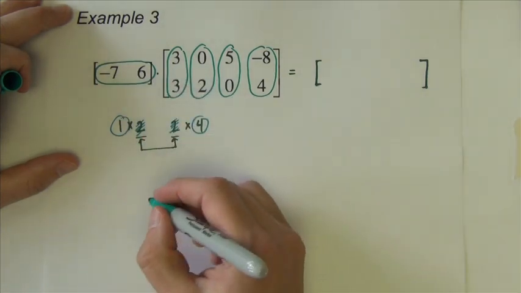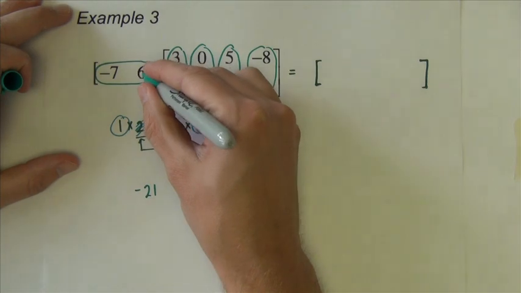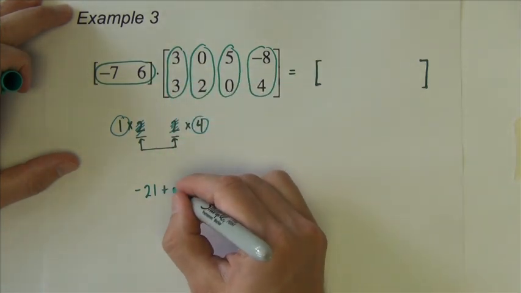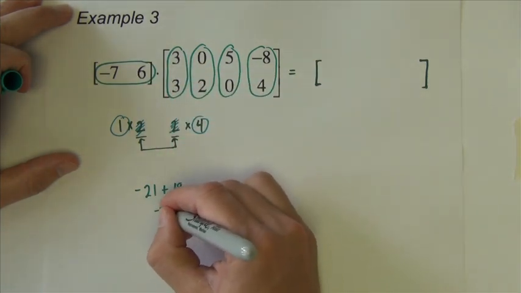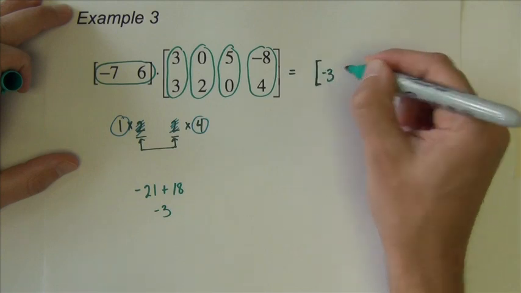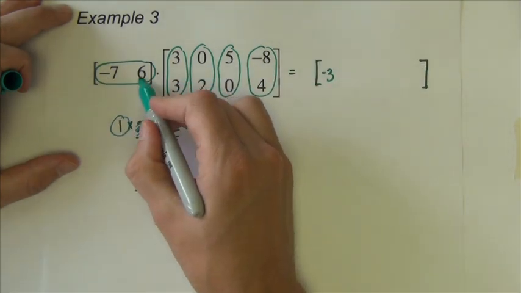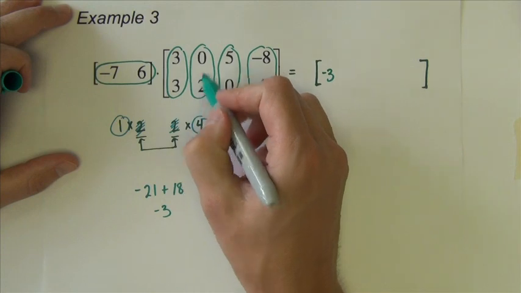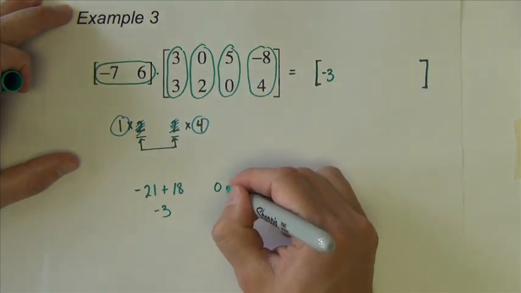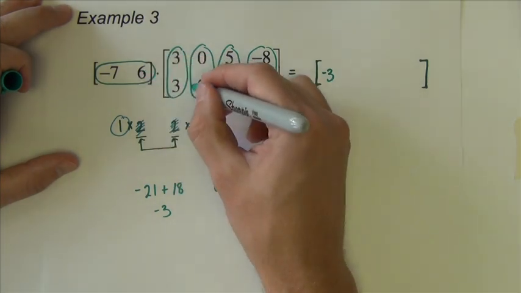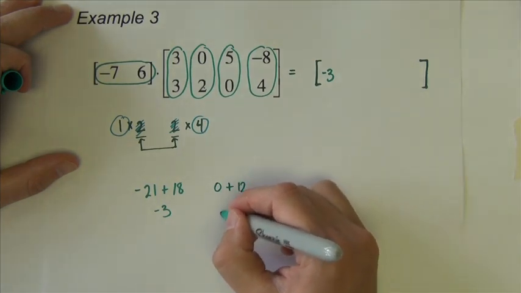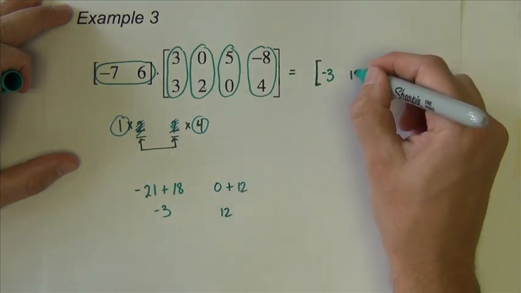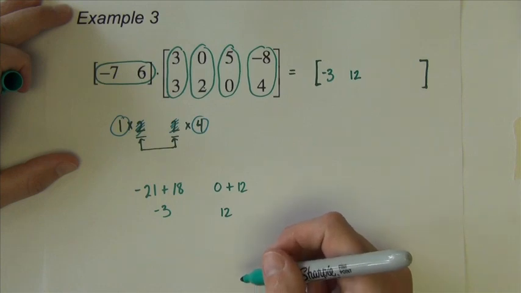The first times the first is -21. Second times the second is 18. Those add to -3. That's the first number. Now I want the row times the second column. -7 times 0 is 0. Plus 6 times 2 is 12. That becomes 12. That's the second number.